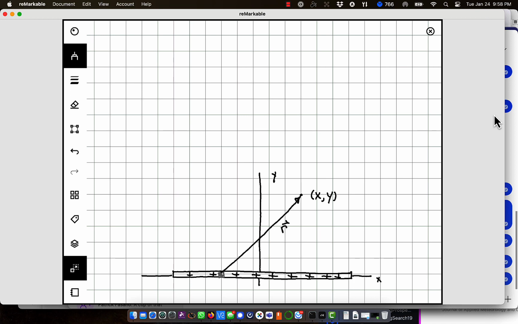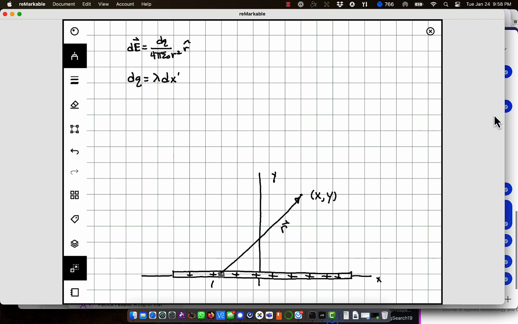And now we're going to try and write out dE vector. And we know how to do this. We have dE vector equals dq over 4 pi epsilon naught r squared r hat. That's the full vector form. So we have to fill in all the pieces.